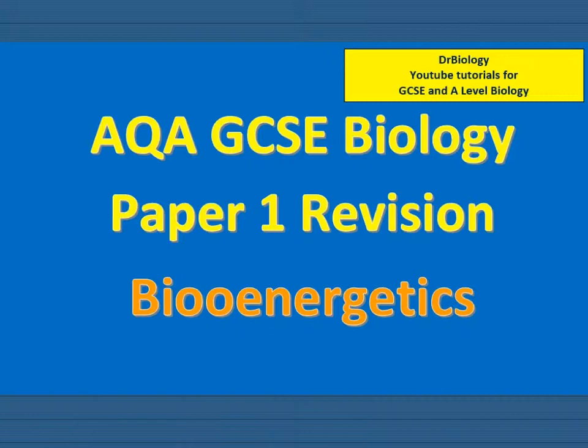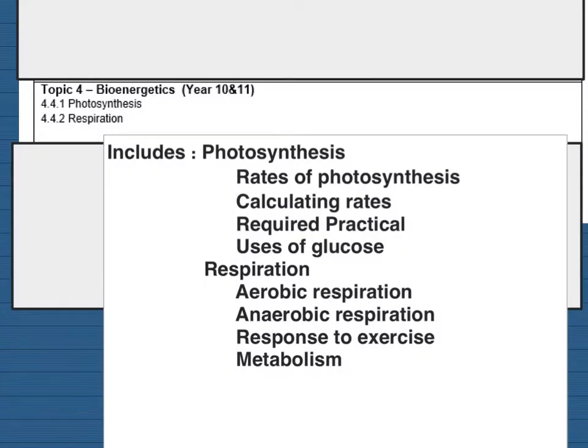Biology exams related to bioenergetics, which in a nutshell covers photosynthesis and respiration. So in this topic, it's split into two things. The first thing is photosynthesis. We're going to look at the rates of photosynthesis and what affects the rates of photosynthesis, such as light. We're going to be looking at some calculations you can do, so calculating the rates of photosynthesis. We're going to be very closely looking at the required practical and also then what the plants use glucose for.